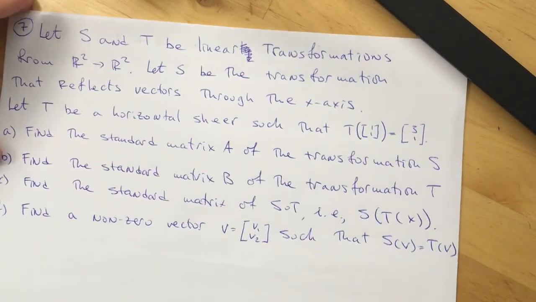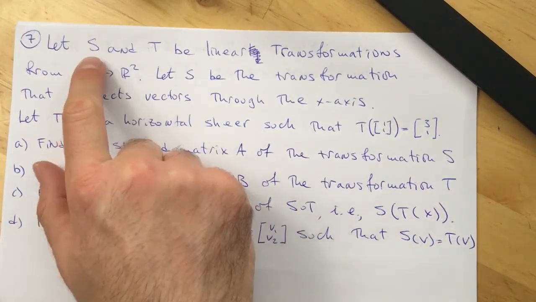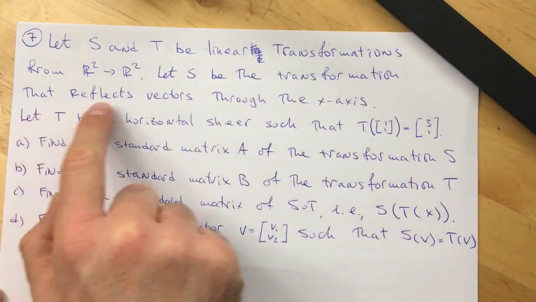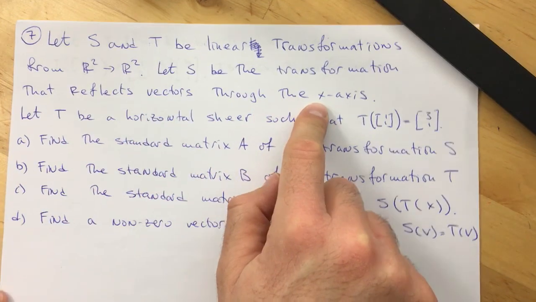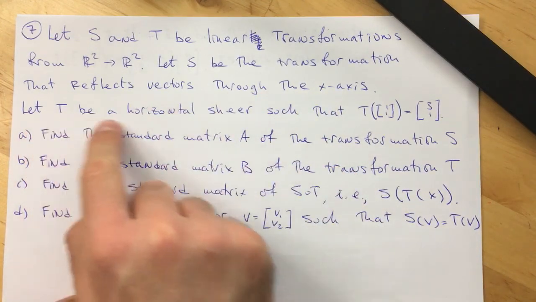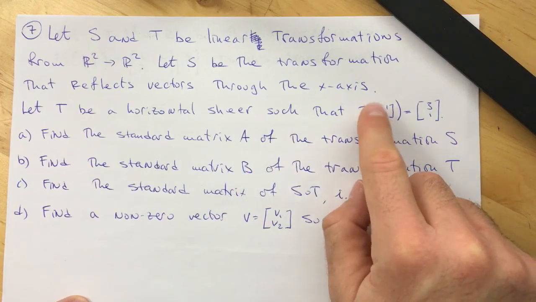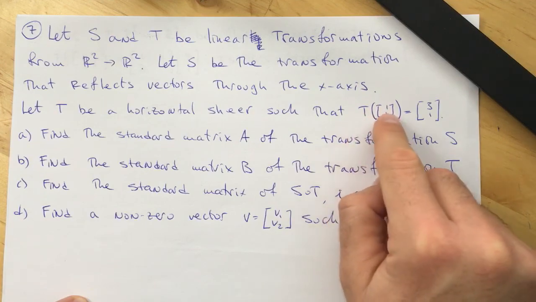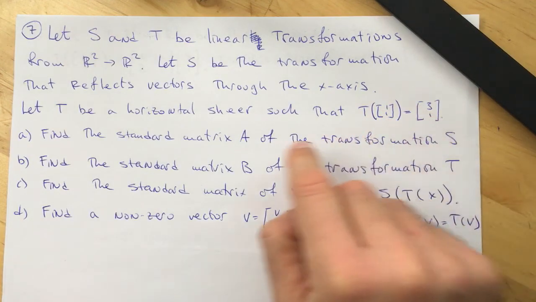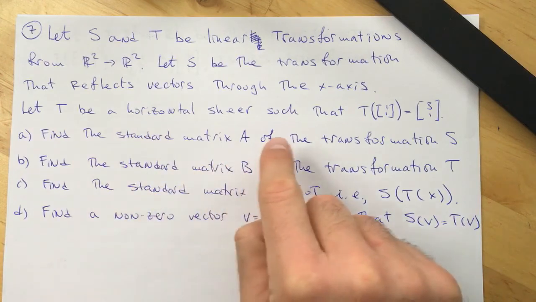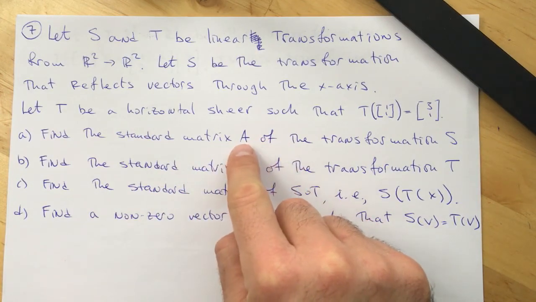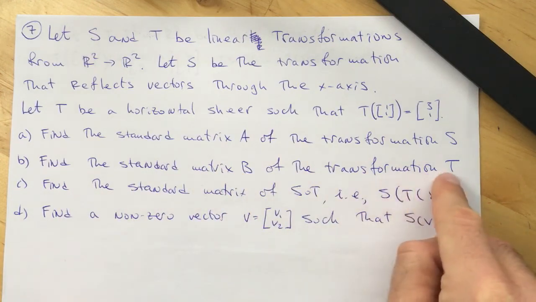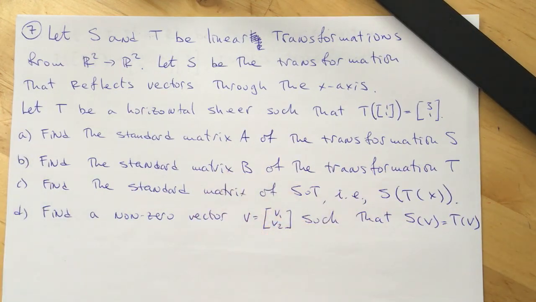Next problem is a big problem here. So what does it say? Let S and T be linear transformations from R2 to R2. Let S be the transformation that reflects vectors through the x-axis, okay? And let T be a horizontal shear such that it brings the vector 1, 1 to the vector 3, 1. The first two questions are: find the standard matrix of the transformation S, called A, and find the standard matrix of the transformation T, called B. Okay, so let's answer A and B.